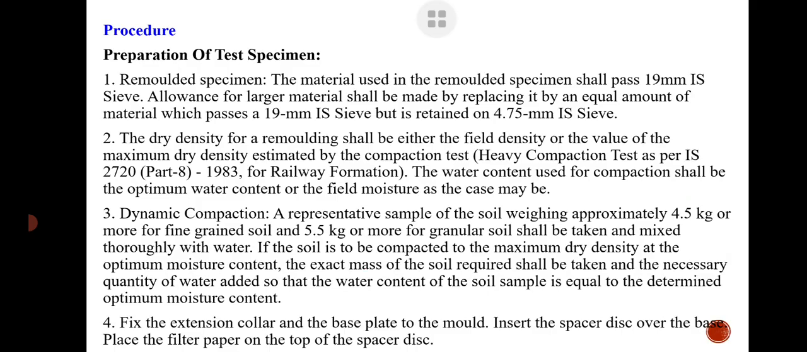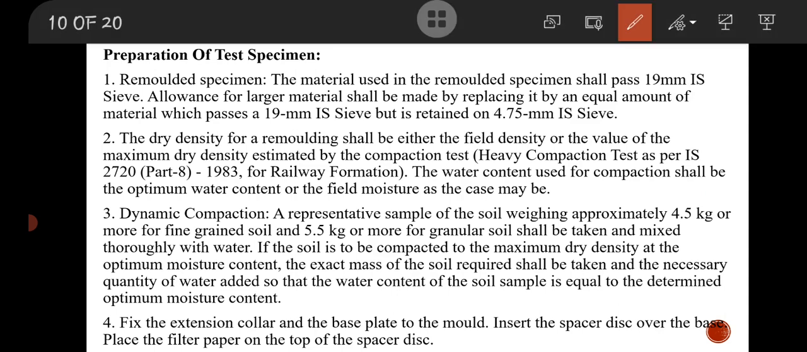Here is the procedure for how we will prepare the soil specimen. As I have discussed earlier, we have to prepare the soil specimen first, as in the modified Proctor test and standard Proctor test. These are the procedures we have already discussed. For the modified or standard Proctor test, we have to carry a sieve of 19 mm and a sieve of 4.75 mm. We will take the material which passes the 19 mm sieve and is retained on the 4.75 mm IS sieve, conforming to IS 2720 part 8 of 1983.